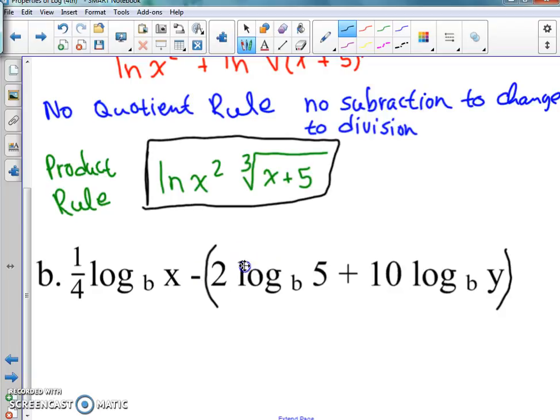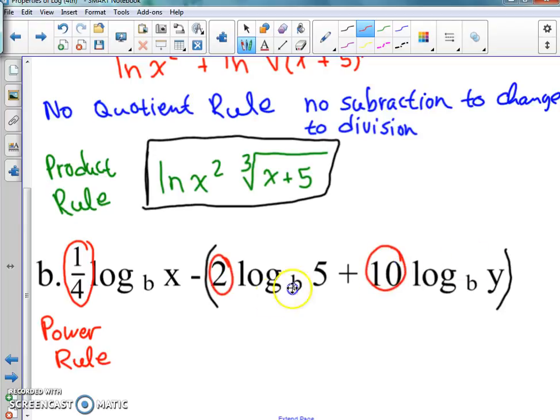Alright, so for B, I've added parentheses right here because for some reason I never put parentheses there when I actually typed it out. And I keep doing this every single year and I have to add parentheses in there. So we're going to add parentheses because this whole thing is being subtracted right here. So that's important. Alright, so again, we're going to deal with our power rule. Let's see if there's any numbers that are in front. We're going to call them coefficients.